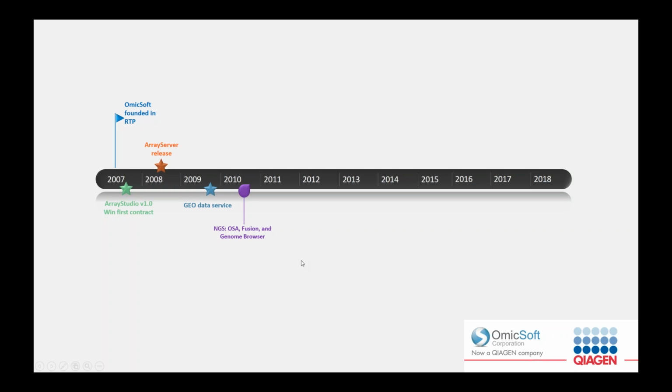We also stepped into the NGS field in 2010 with our own alignment and fusion calling algorithm and genome browser. Both OSA and Fusion were published in 2011 in Bioinformatics. We also have the TCGA data service. Both the GEO data service and the TCGA data service are based on projects, which means that we prepare them as a project, and the user admin can download from our side and publish to their servers as a published project, and everyone can search and query using the server's project search functions.